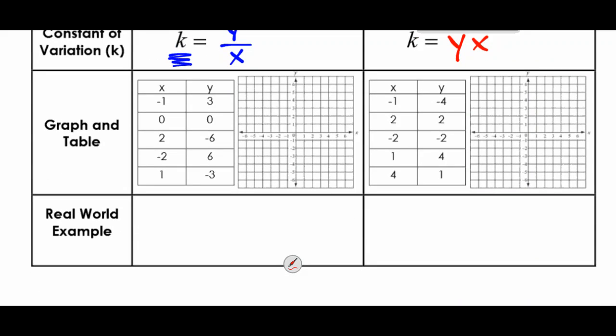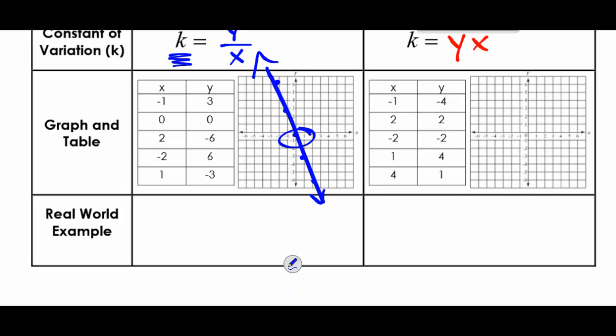The graph of a direct variation is something that you've definitely seen before. I'm just going to graph these points: (-1, 3), (0, 0), (2, -6), (1, -3), and (-2, 6). Oops, I messed that one up, sorry. (2, -6). That gives us that straight line passing through the origin. That's really important about a direct variation. It always passes through the origin.